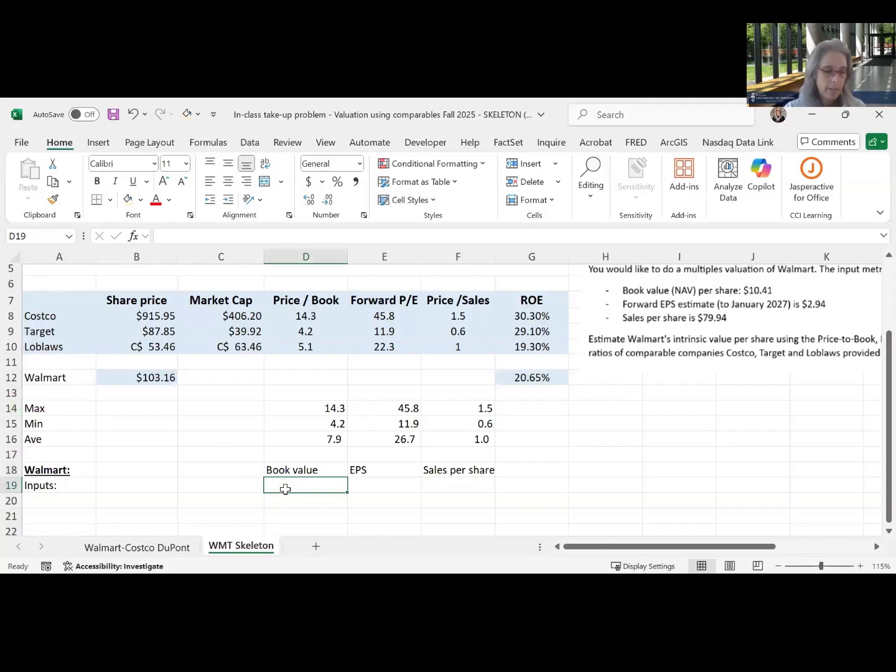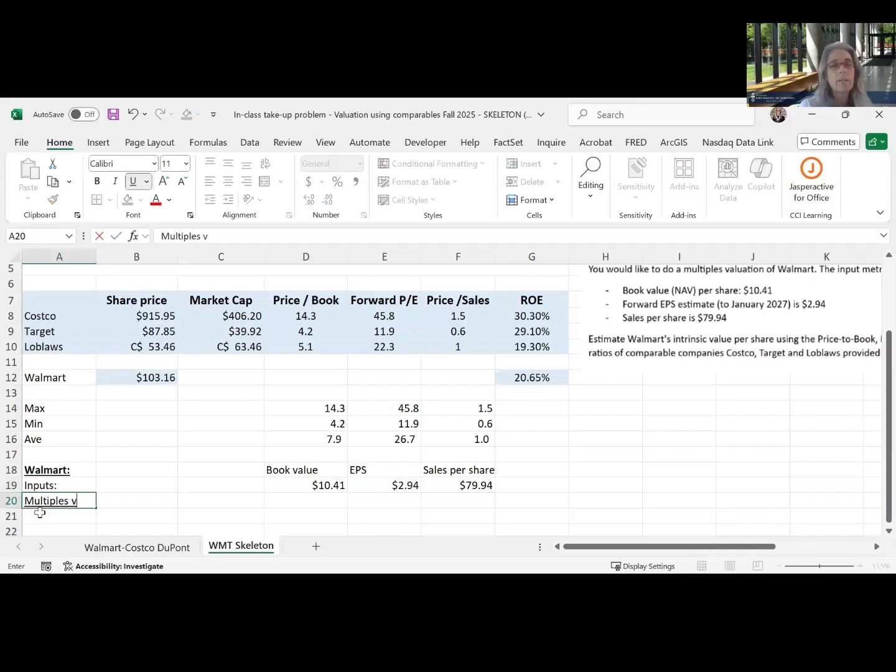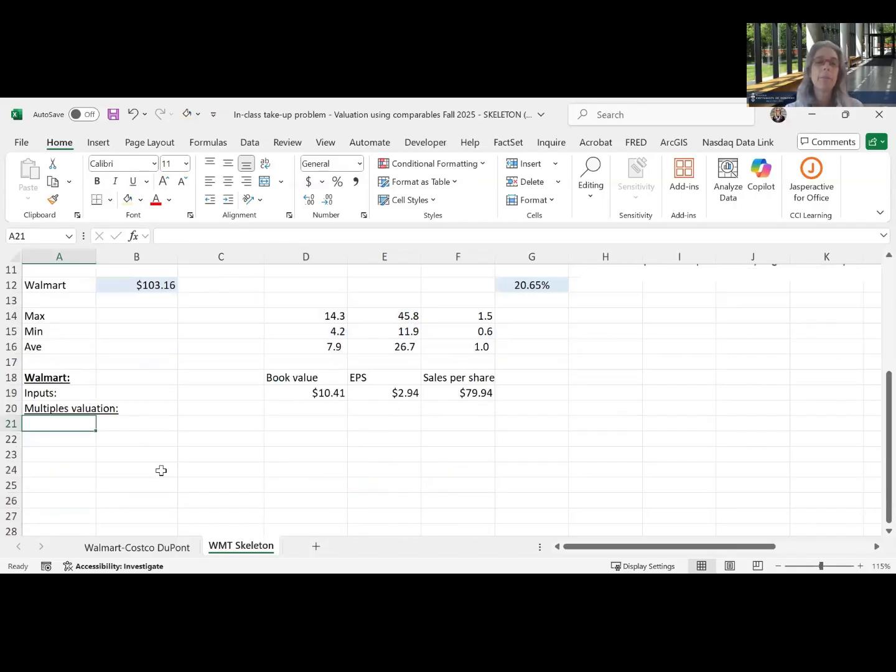And the question gave us 1041, forward earnings of 294, and sales per share of 79.94. Okay, so those are our inputs. Now if I want to do the multiples valuation, I want to find out what is the minimum, the maximum, and the average.